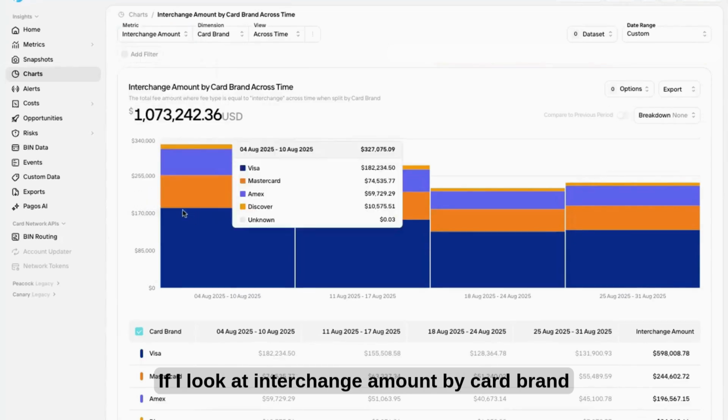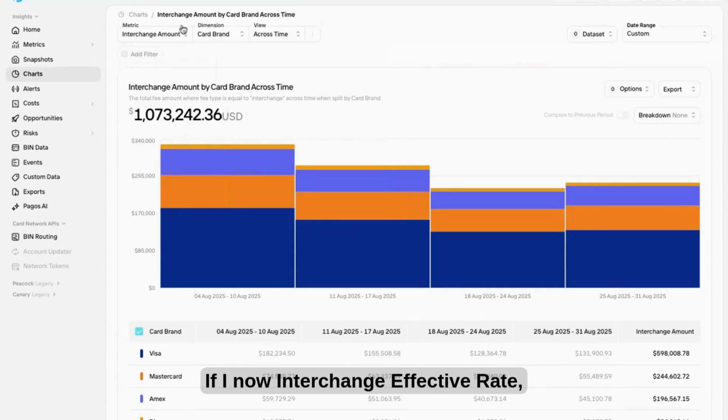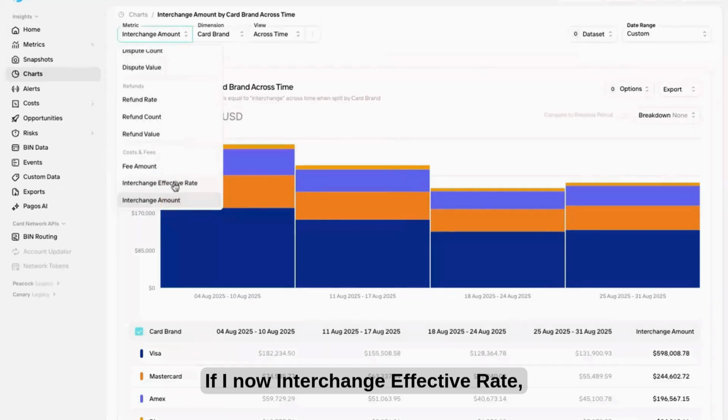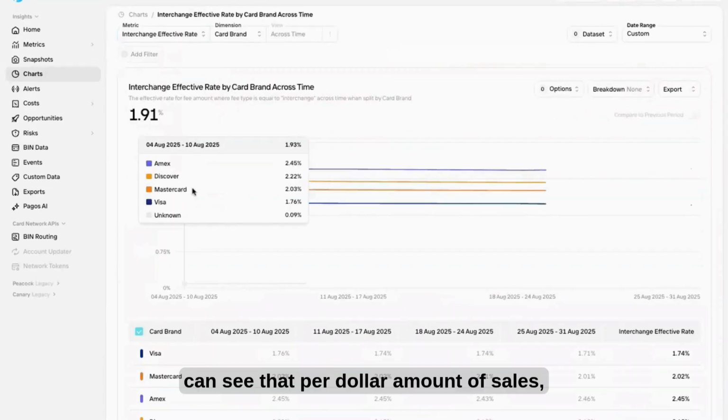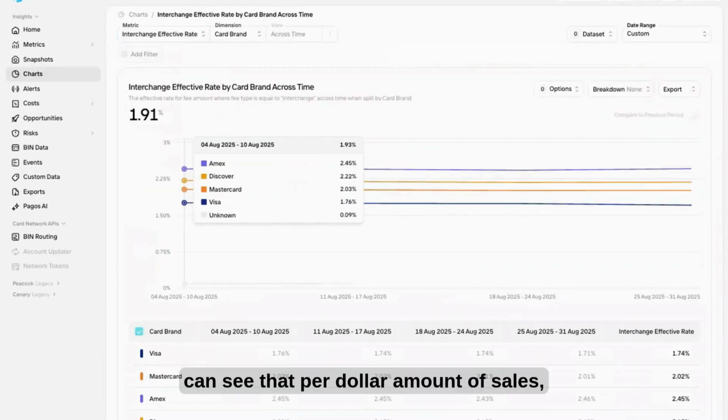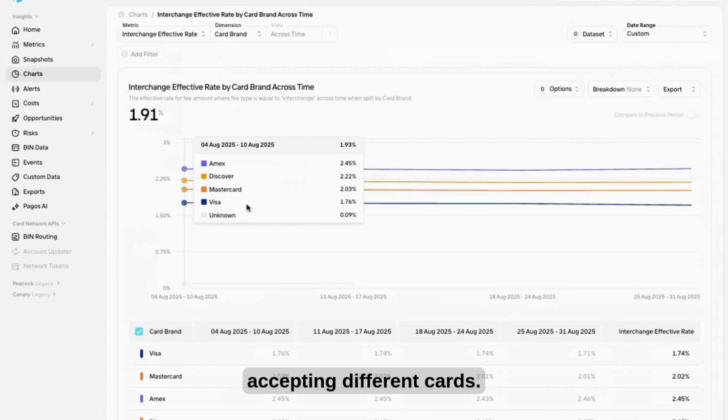If I look at interchange amount by card brand, I can see that I'm paying most of my interchange to Visa, with MasterCard being second. If I now switch to interchange effective rate, I can see that per dollar amount of sales, Amex and Discover actually cost more. This helps me understand the true cost of accepting different cards.